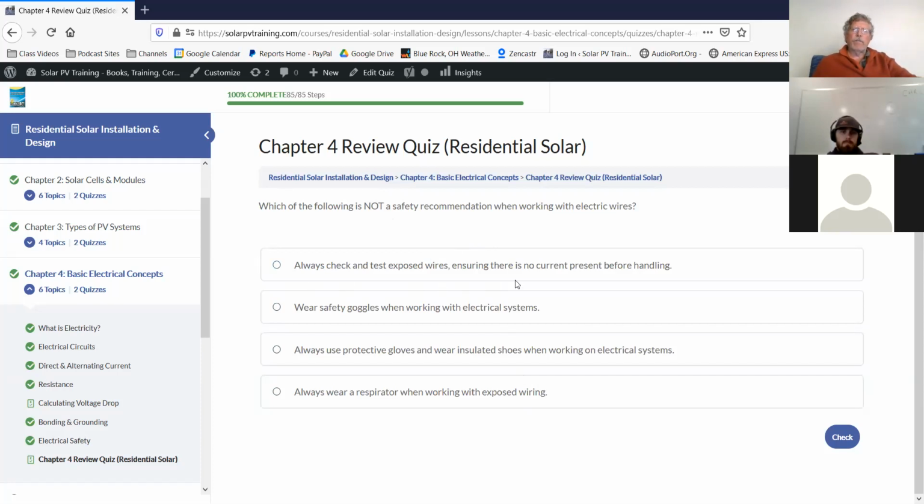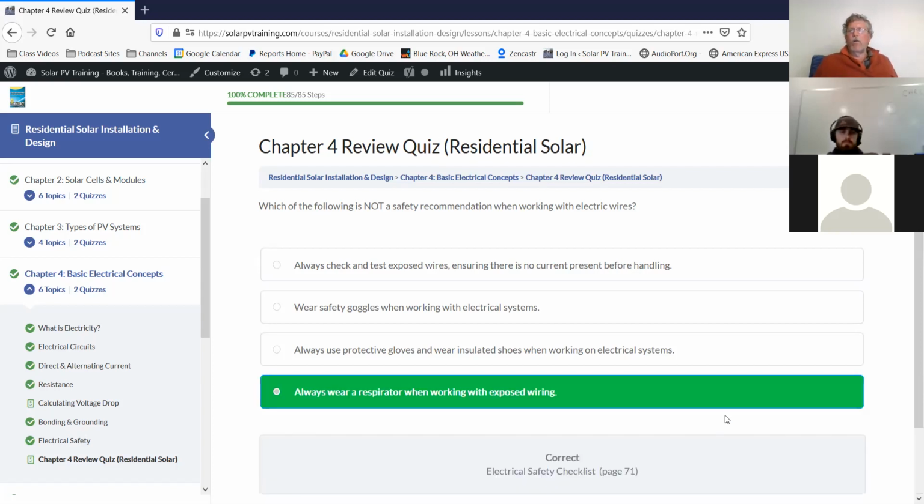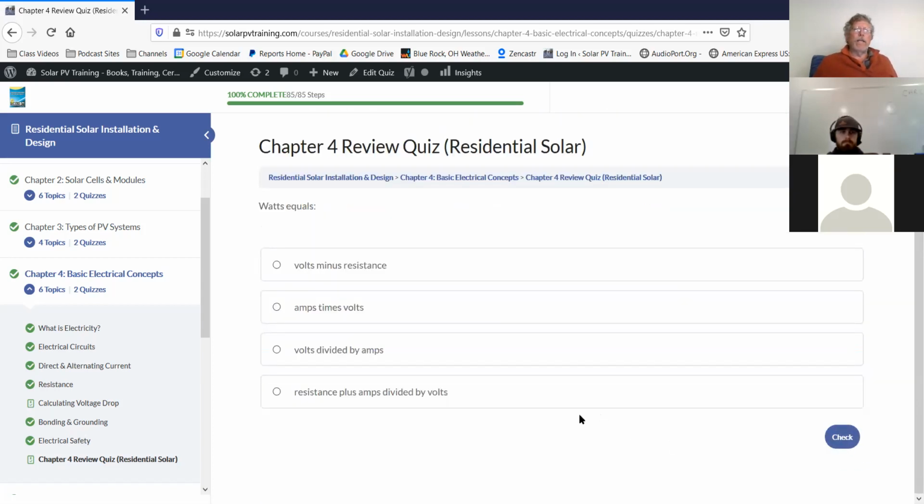Which of the following is not a safety recommendation when working with wires? Well, always check and test exposed wires, making sure no current's present. That's true. Don't assume, even if you've turned something off. Wear goggles, that's a good idea if you get an arc flash. Use protective gloves, wear insulated shoes, that's a good idea. Wear a respirator, no, not necessarily required. Respirators are used primarily when you're working in an enclosed area, like an attic, or with something giving off fumes. So we wouldn't need that for working with electricity per se.